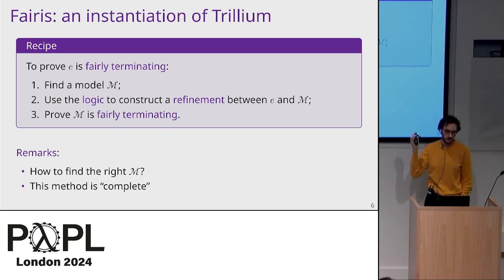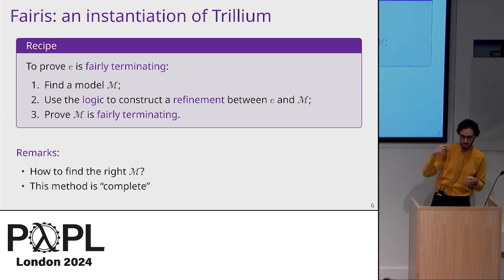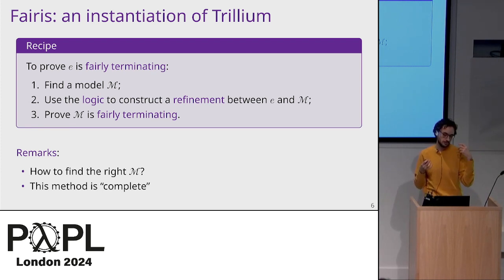Now of course the question is, to use this you have to guess a model M, and it has to be at the same time simple enough that you can prove fair termination, but close enough to the program that you can prove refinement, right? So there is still a lot of work. But on the other hand, it's complete in a very useless way, because if for a given program E you take the model M to be E, the program itself, then all the steps are trivial in some ways.